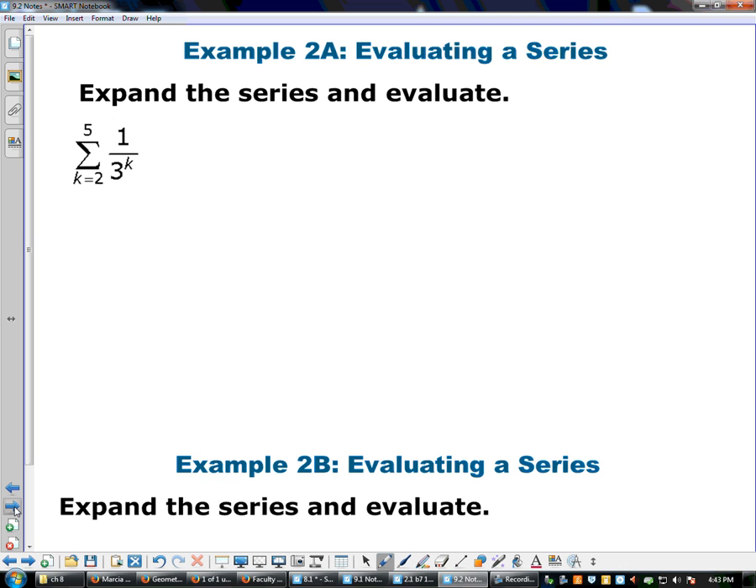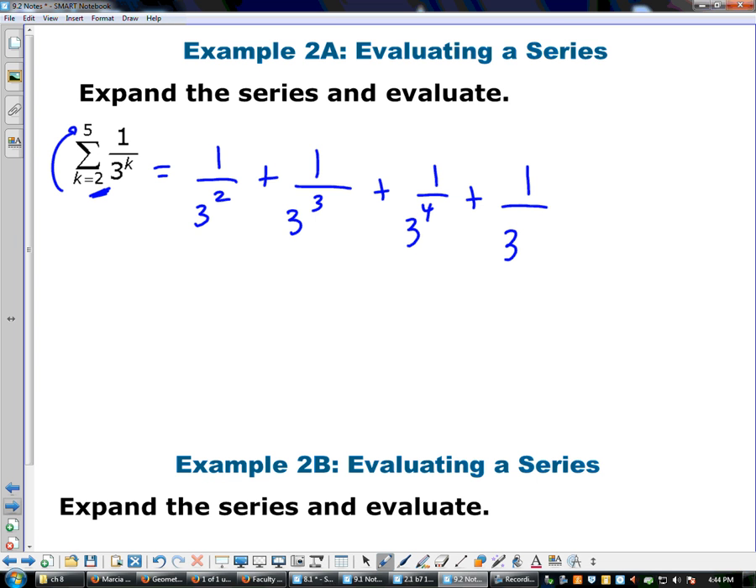And for this one, we're expanding the series. Let's take a look at this example. Expand the series and evaluate. So for this, if we are going k equals 2 to 5, and the rule is 1 over 3 to the k, this is saying take 1 over 3 to the second, because I'm starting with k equaling 2, plus 1 over 3 to the third, because we're going to keep going. K values are going to keep going from 2 all the way up to 5.